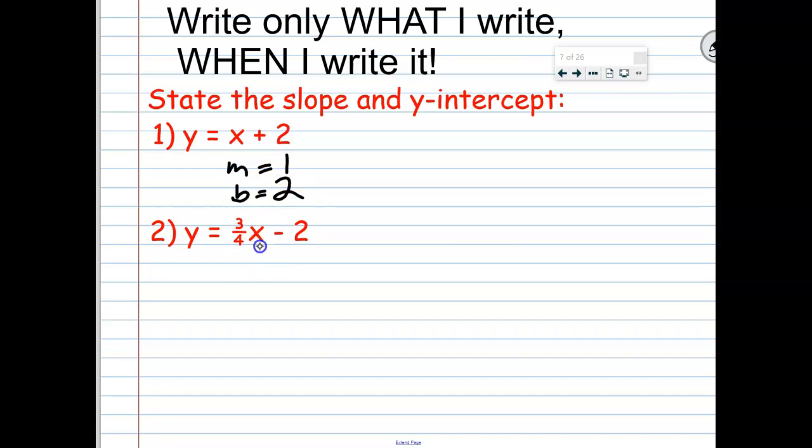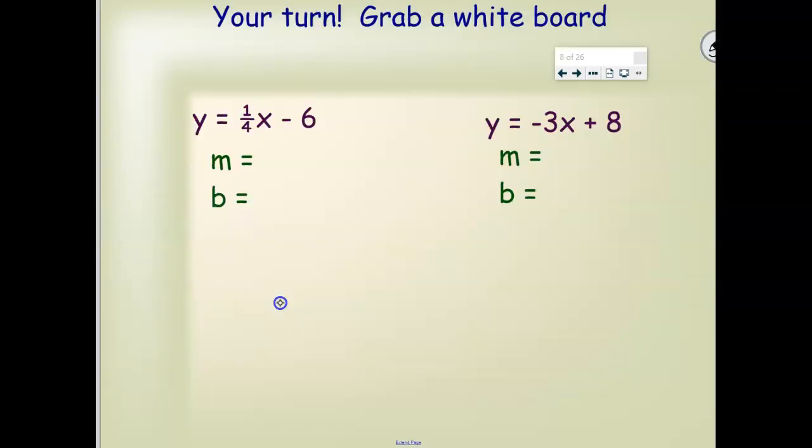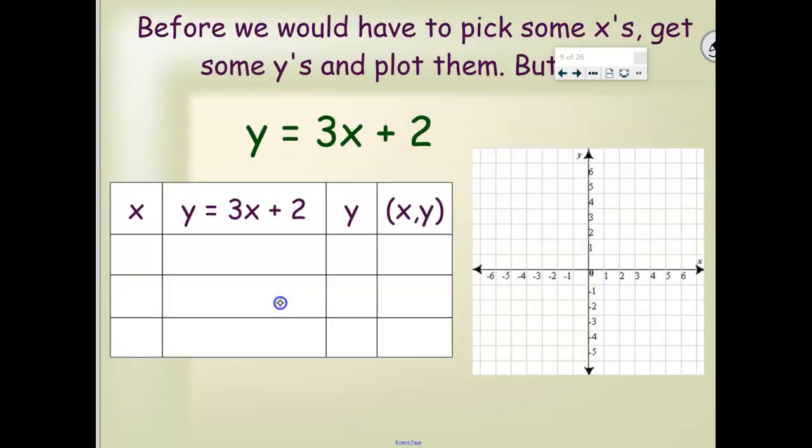This one here, I look at what's in front of my x, that's my slope. So my m, my slope, is 3/4. And then I look at what comes after, and I'm not going to forget that negative sign there. And my b, sorry, my y-intercept is going to be -2. All right, we'll do that in class tomorrow.